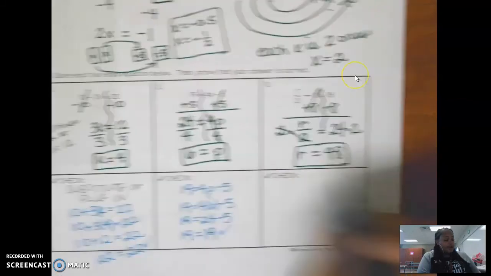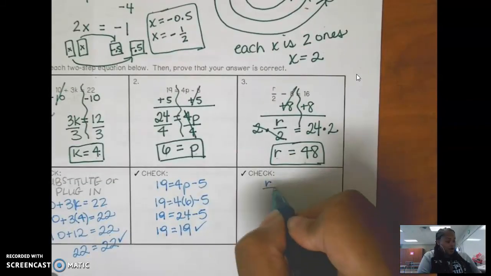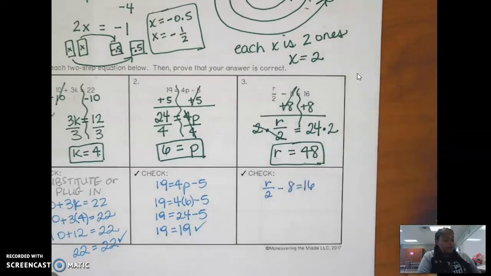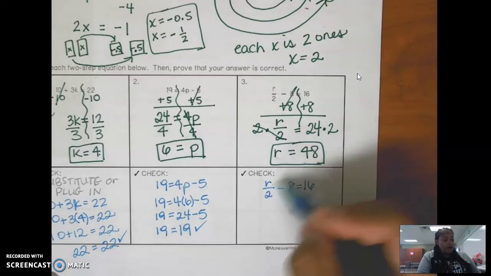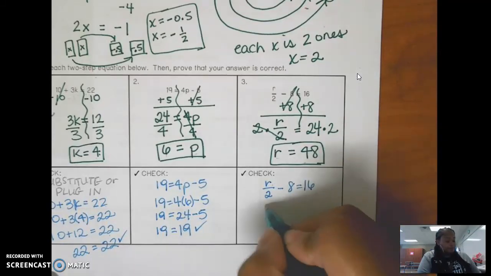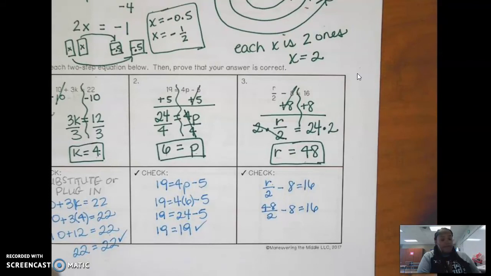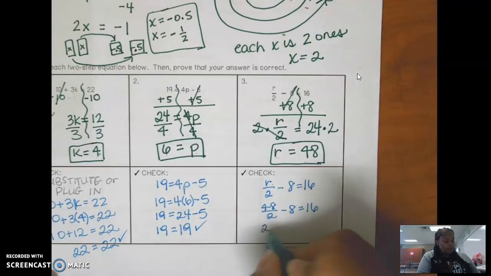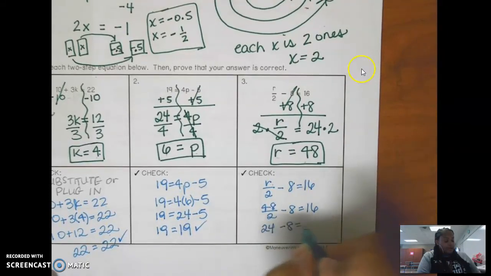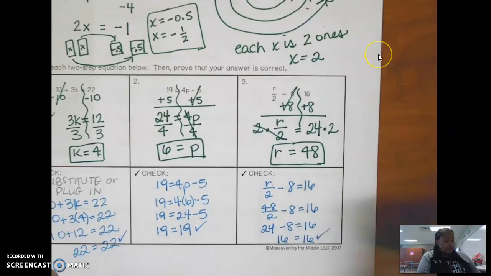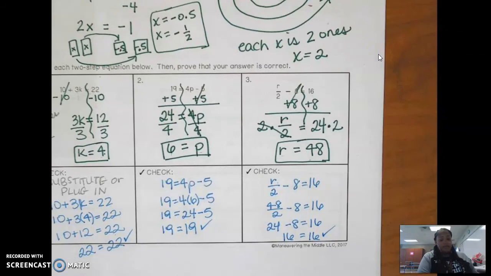Last one on this page, r over 2 minus 8 equals 16. So now I'm going to take out r and put in 48. 48 halves minus 8 equals 16. Half of 48 is 24. Minus 8 equals 16. The left equals the right. And that means I did it correctly.